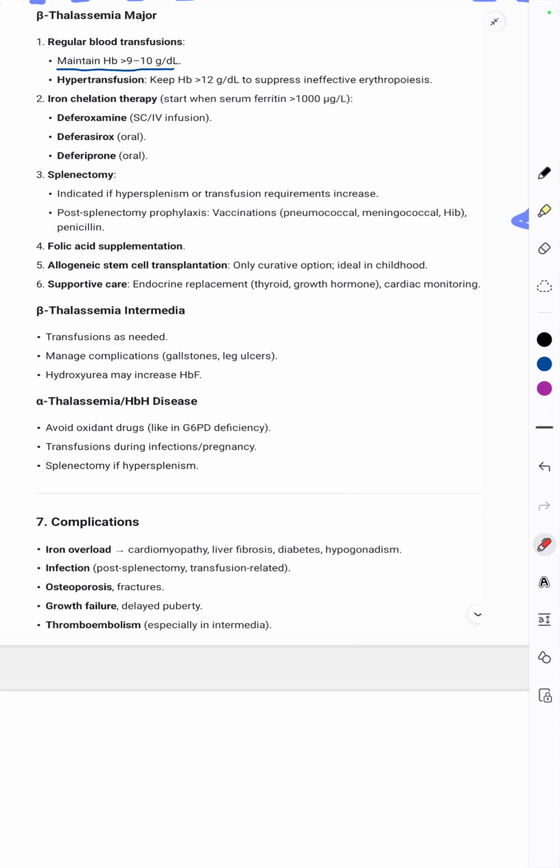Then alpha thalassemia or HbH, hemoglobin H disease: avoid oxidant drugs like in G6PD deficiency, and splenectomy. Complications such as iron overload, infection, osteoporosis, growth failure, and increased chances of thromboembolism.